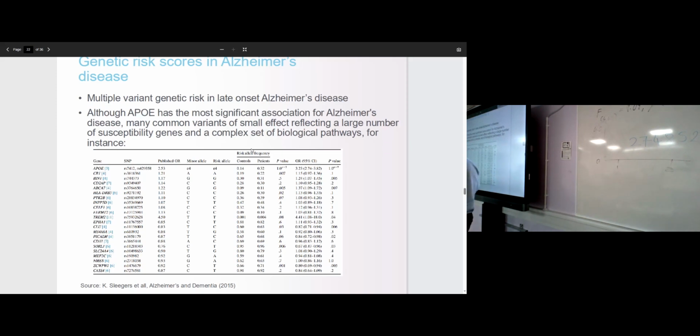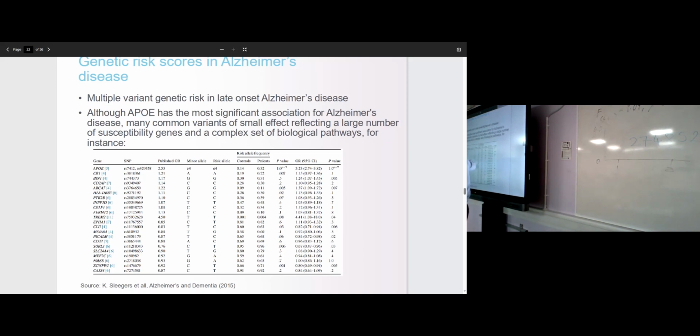I'm going to say that again. Out of 3 billion letters, if you have that T changes into a C at that position, your risk of developing Alzheimer's disease increases by 253%. It's not bad, is it?